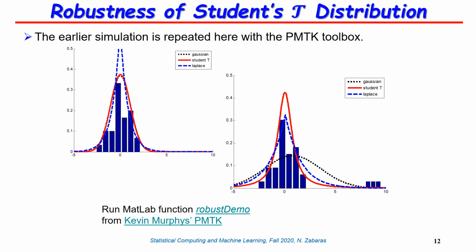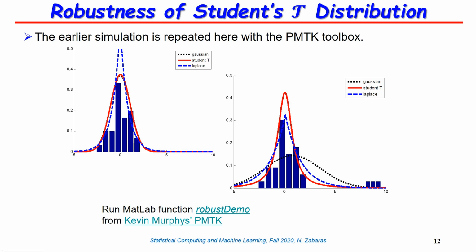All right, so this is basically the same plot. It also shows the robustness of the Laplace distribution. These plots are being done using the MATLAB toolbox from Kevin Murphy's book. So basically they give you the same message as the earlier slides.